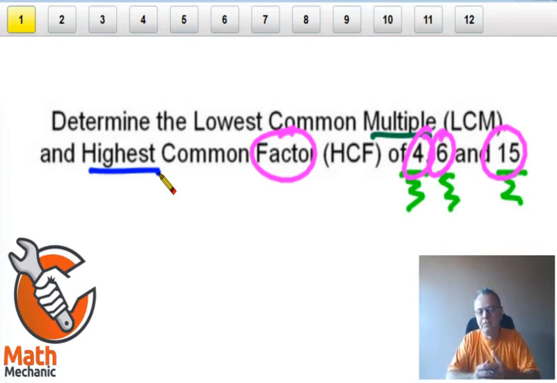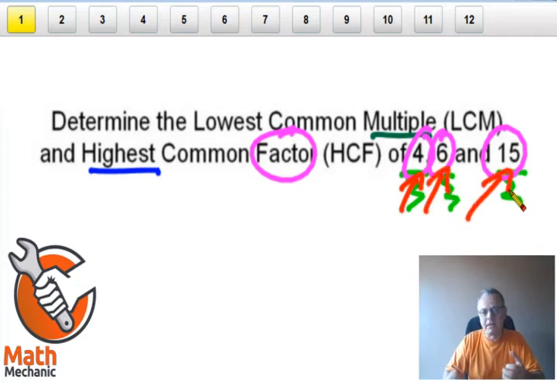But there is a much easier way, and that would be to use prime factors. So you need to find the prime factors of 4, you need to find the prime factors of 6, and you need to find the prime factors of 15, and then apply the rules for the LCM and the HCF on those prime factors. And in this case, it might not be necessary to do it that way because the numbers are small enough. But what if they gave you, for instance, 44, 56, and 150?